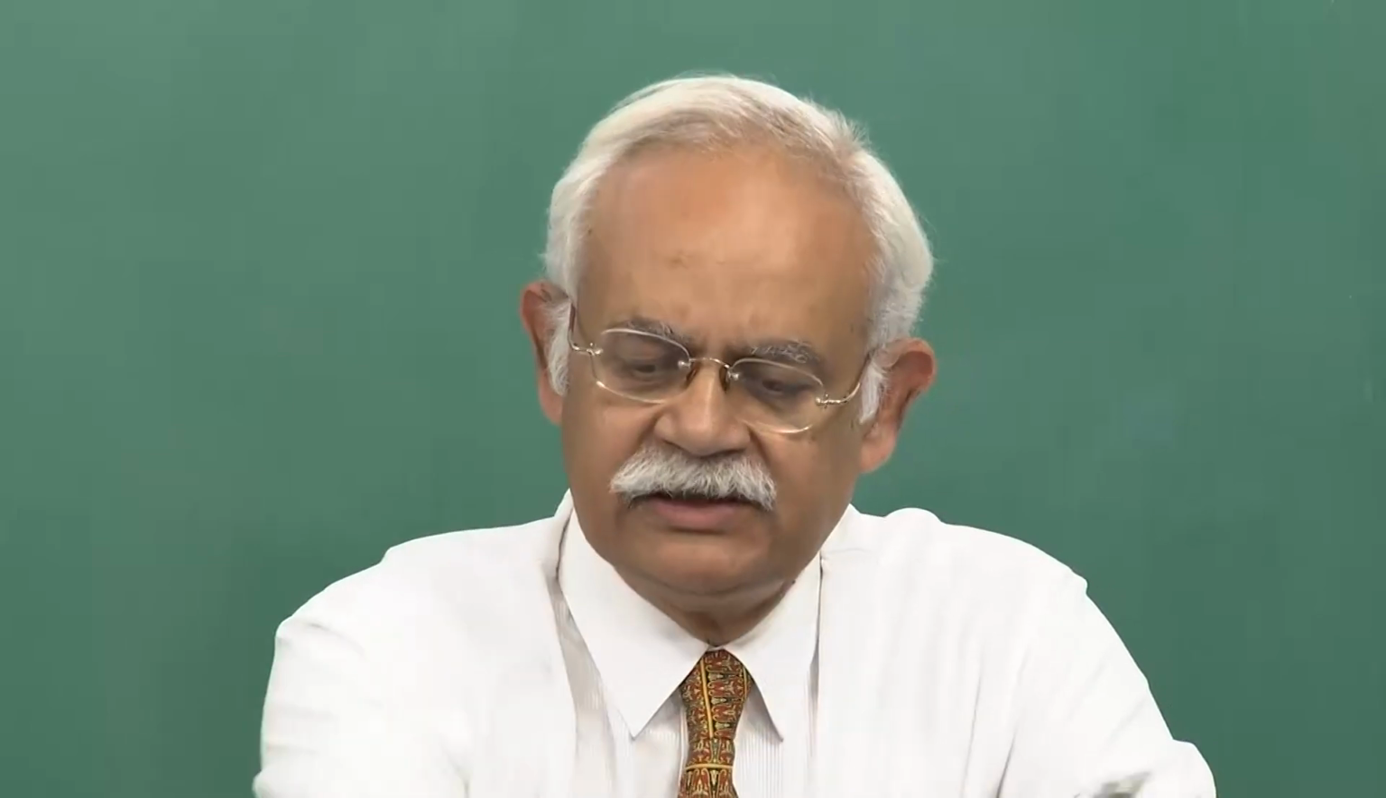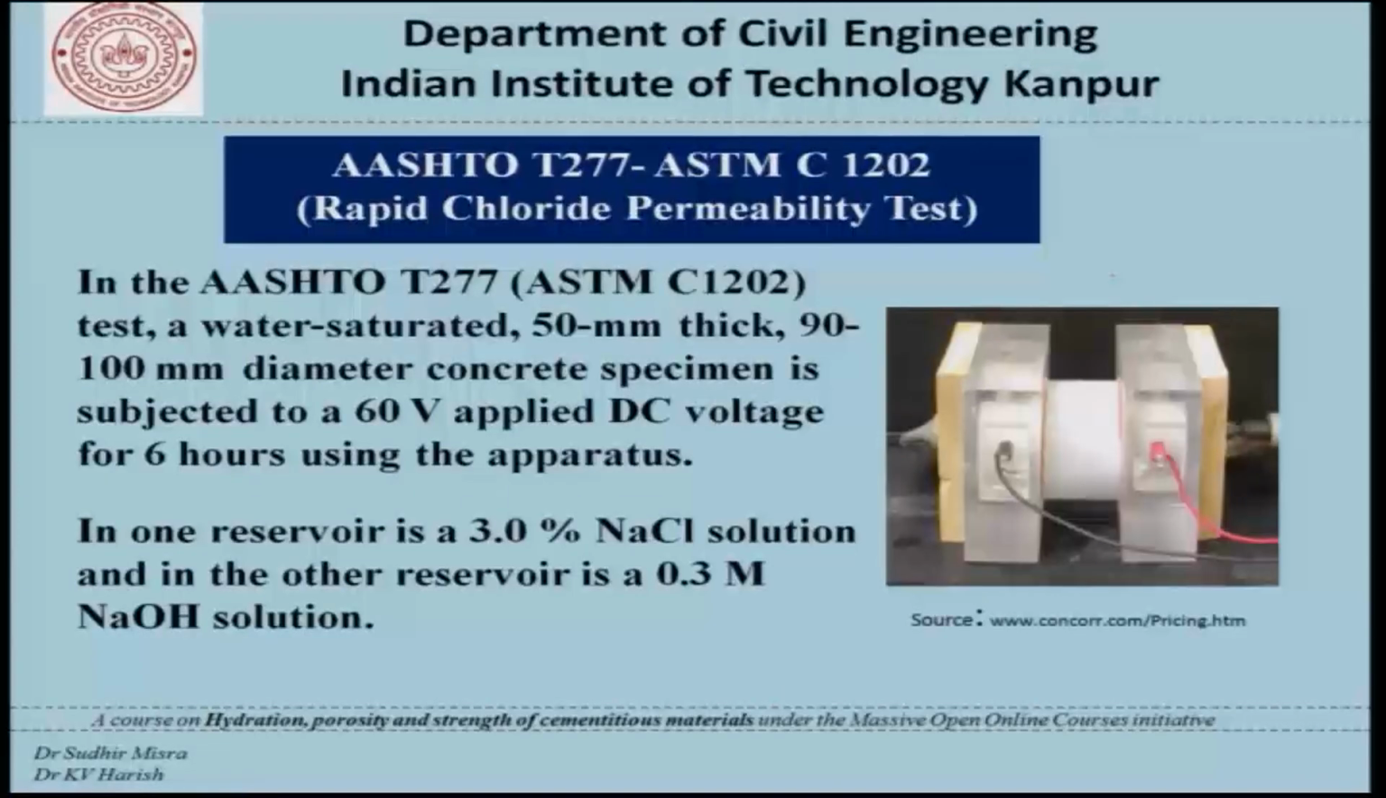Now, coming to the first test of that nature, let us talk about the rapid chloride permeability test. This is the schematic sketch, or a photograph in fact, of the test setup which is used. Here is the concrete specimen being described. A water saturated 50 mm thick, 90 to 100 mm diameter concrete specimen, which is placed between two reservoirs. There is a reservoir here and there is a reservoir here.